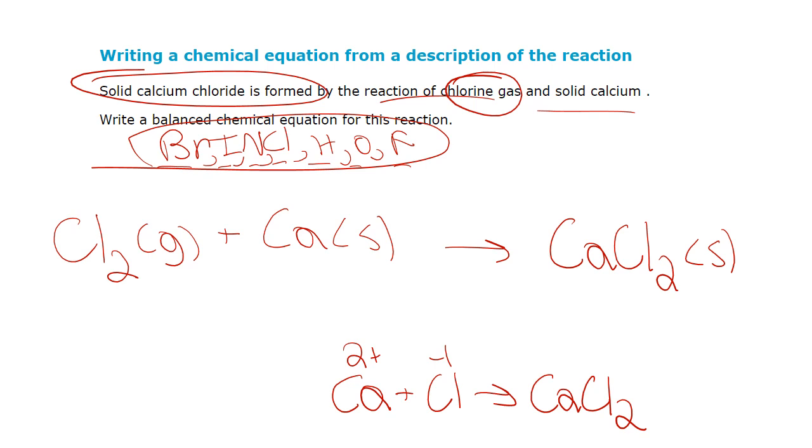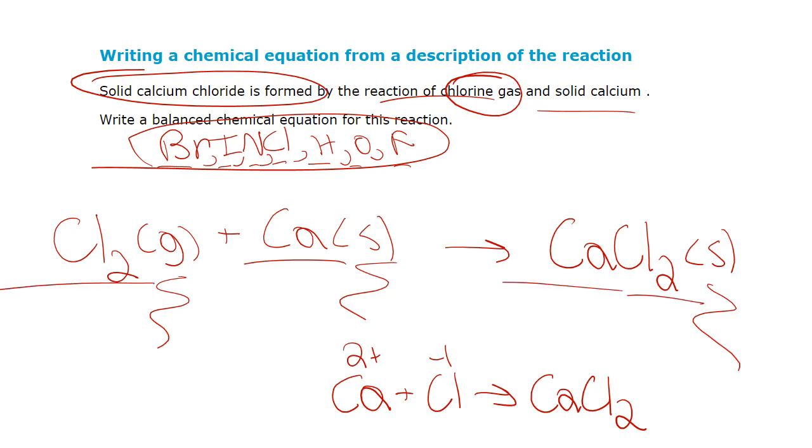I have the units, I have the states of matter in there, meaning solid, liquid, gas, or aqueous, and this is already balanced. Chlorine is balanced, calcium is balanced. There are 2 chlorines on the left, 2 chlorines on the right, and that's balanced.